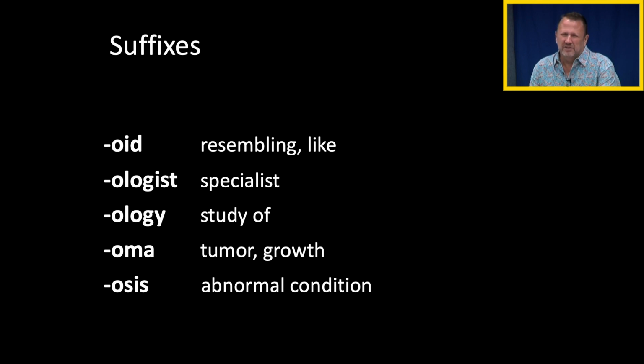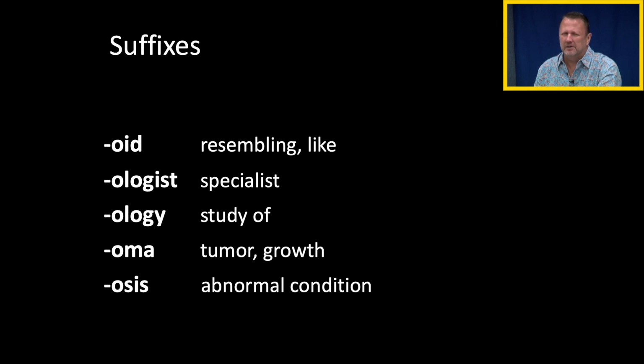Oid just means to look like something. So if something's osteoid, it looks like or resembles a bone. An ologist is a specialist who studies anything. So a meteorologist studies the weather. A psychologist studies psychology. And so ology is just the study of.